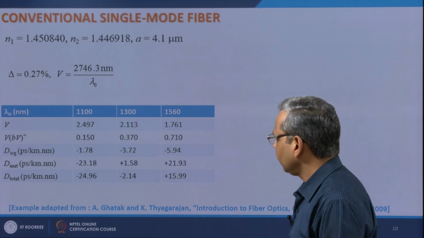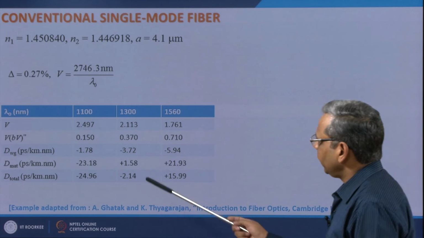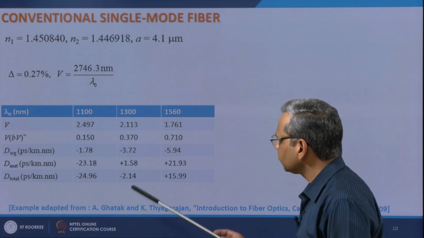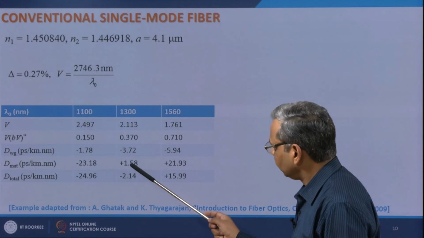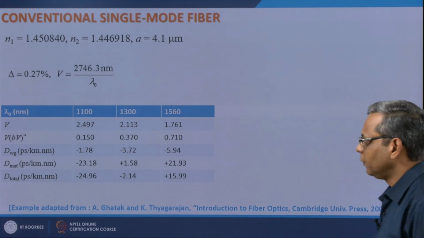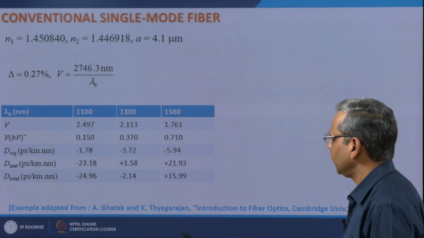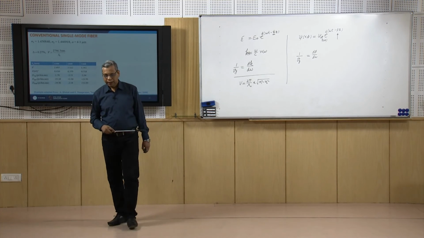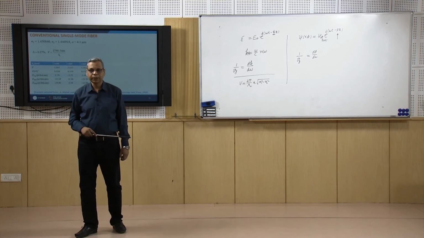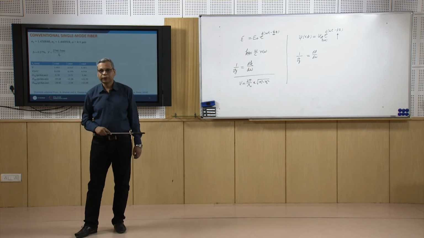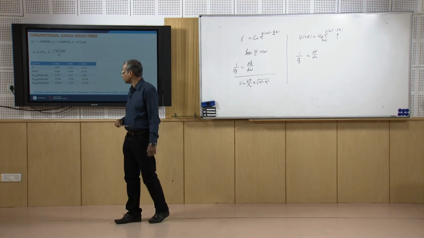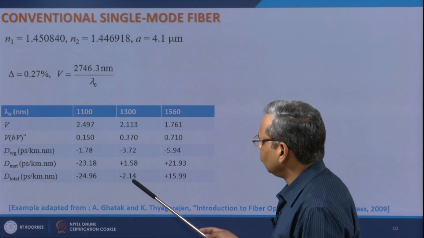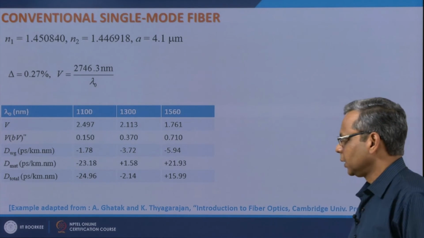At 1300 nanometer wavelength, waveguide dispersion is minus 3.7, material dispersion is very low, plus 1.58, as we can expect, because this is fused silica glass fiber, and for fused silica glass fiber the zero dispersion wavelength is around 1270 nanometers. So, the total dispersion is minus 2.14 picoseconds per kilometer nanometers.